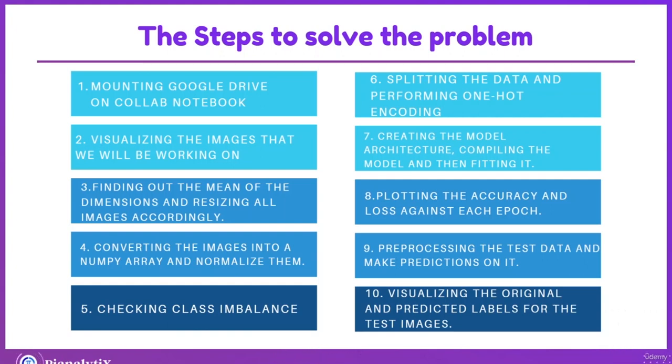Next, we will create the model architecture and compile it, and then finally we will fit the model using the X-train data, Y-train data, and also use the validation data. After that, we'll plot the accuracy and the loss against each epoch to see how the model works, how the model is learning. Then we will move forward to pre-process the test data and use it to make predictions. In the end, we will visualize the original and the predicted labels for the test images.